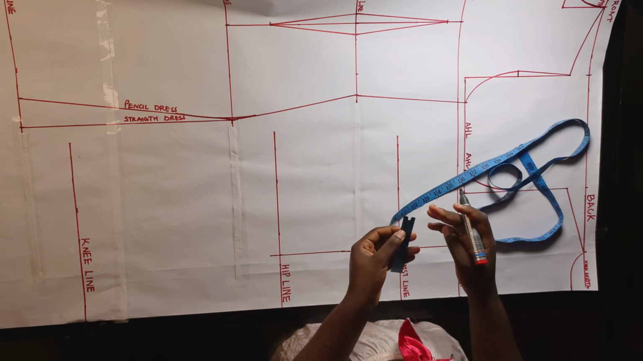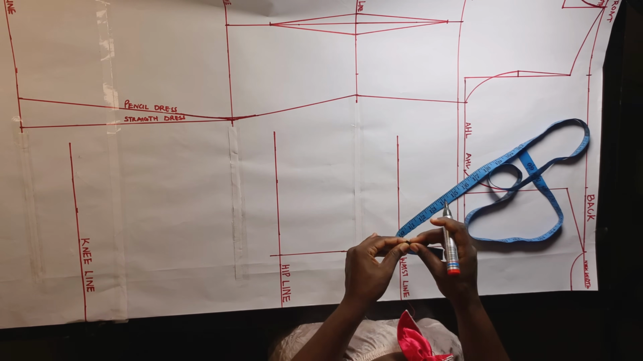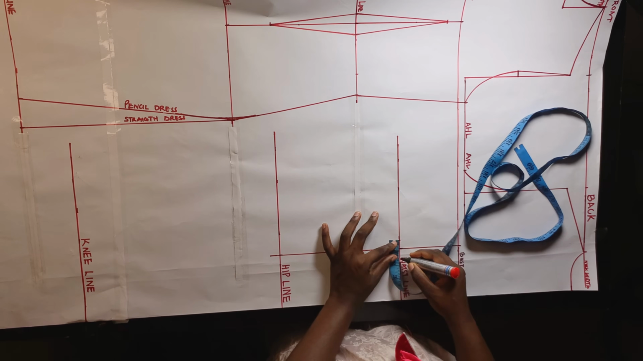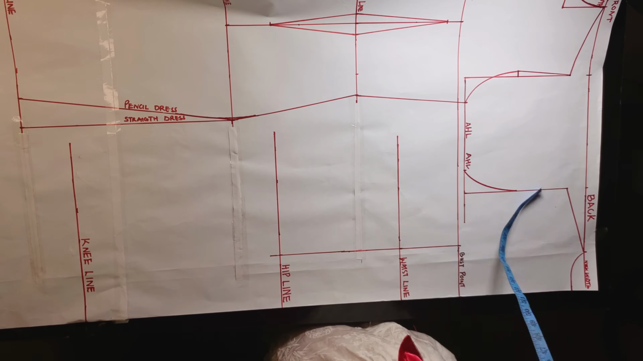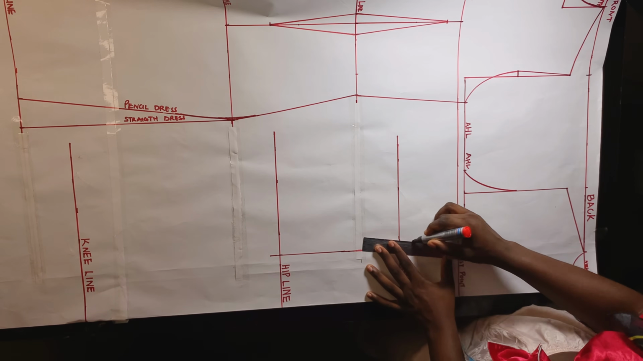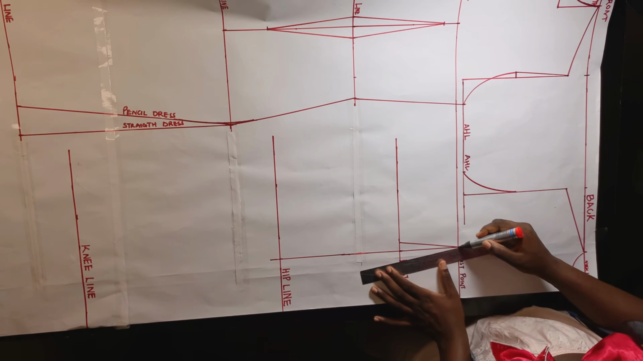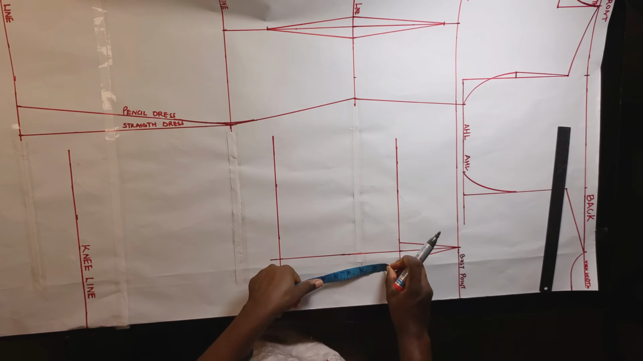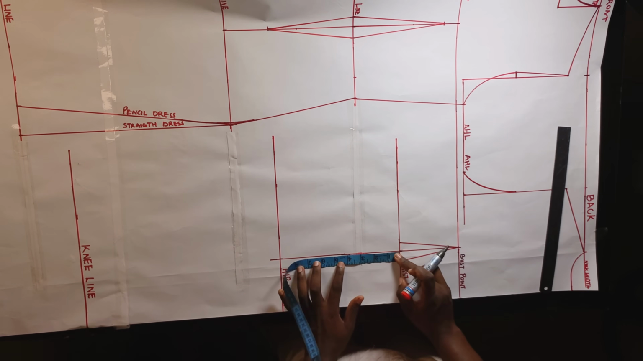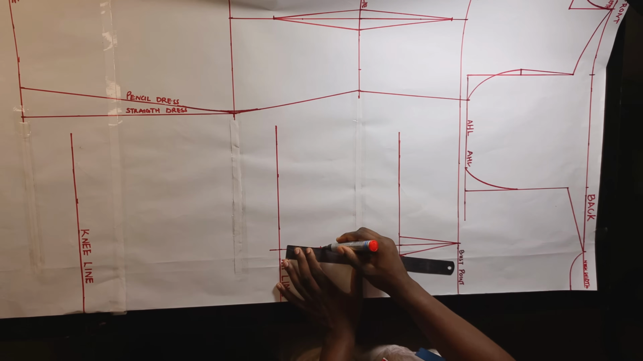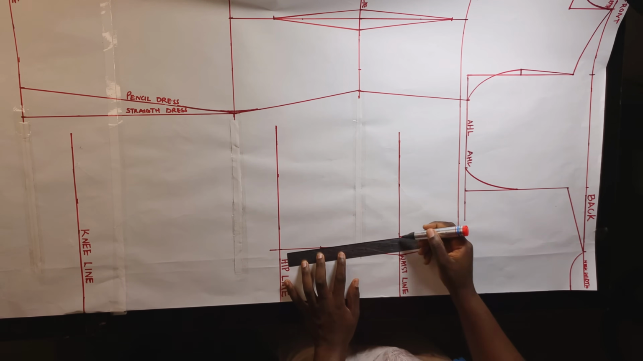Okay, so I'm going to divide that 1.5 inches into 2 equal parts, which gave me 0.75. So I'll mark 0.75 on both sides of the line, and I'm going to connect just as shown, okay? Now the length of the dart from the waistline will be 6 inches. So I'm going to measure 6 inches from the waistline, and I would mark, then connect just as shown. And that's how you form your back dart, okay?